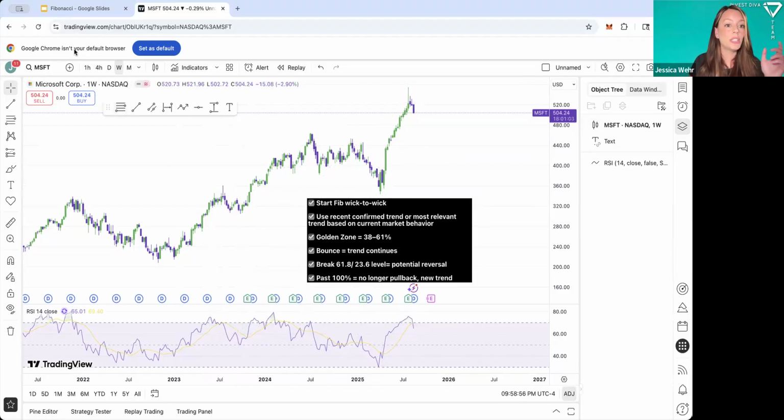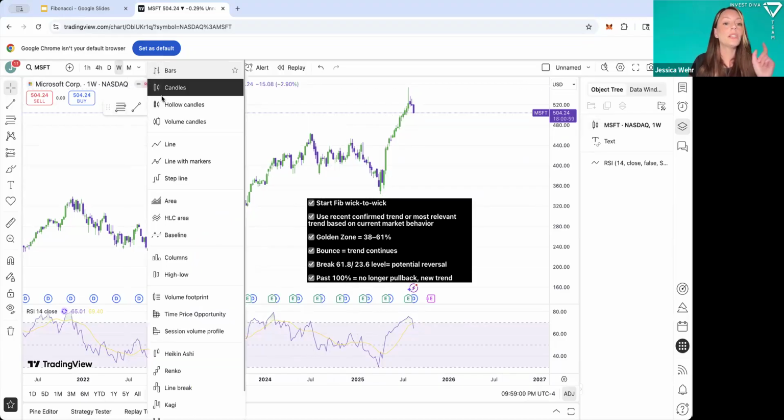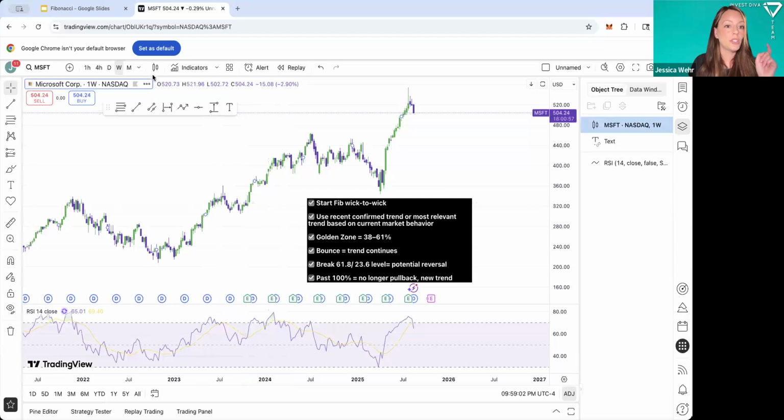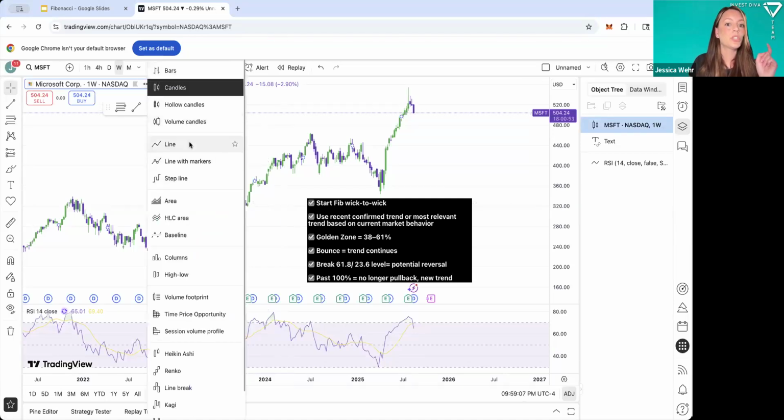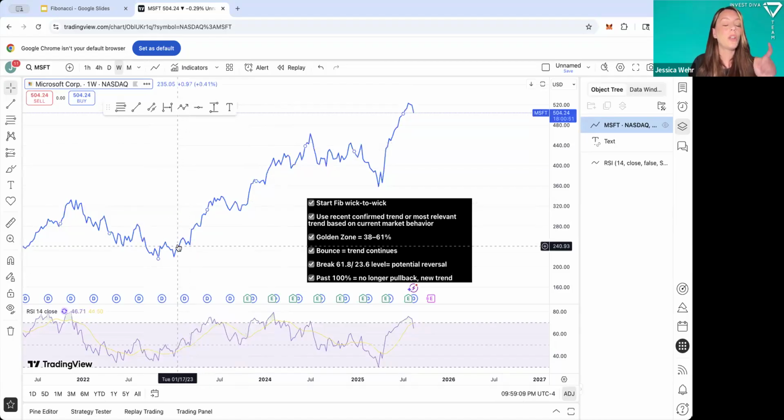A really good tip, if you're not used to identifying trends, quickly switch it up here in your settings. You're going to click on this candle here and switch it to a line. See how that's a lot more obvious. Uptrend, sideways, up, sideways, down, up.